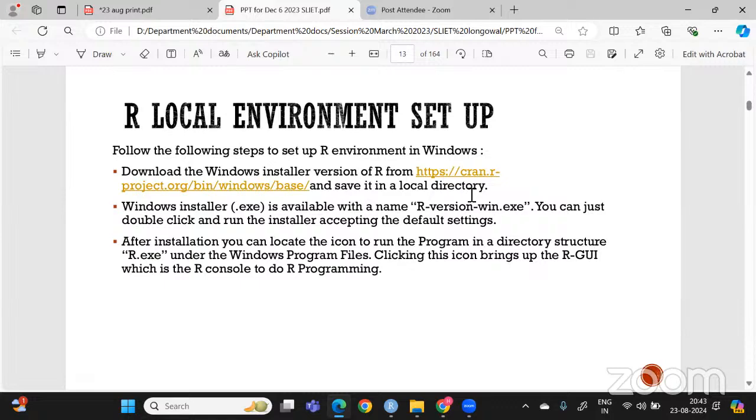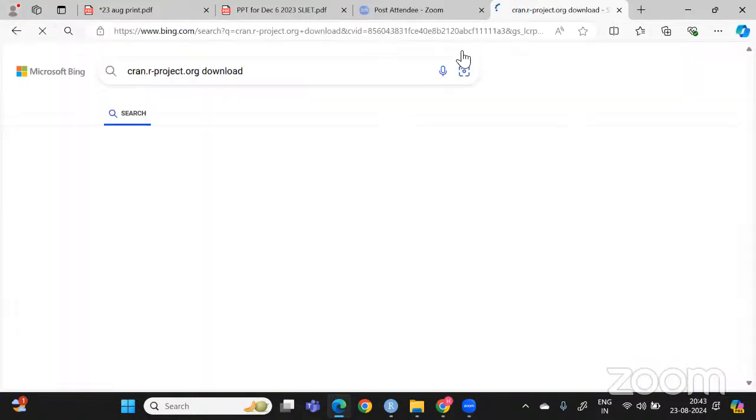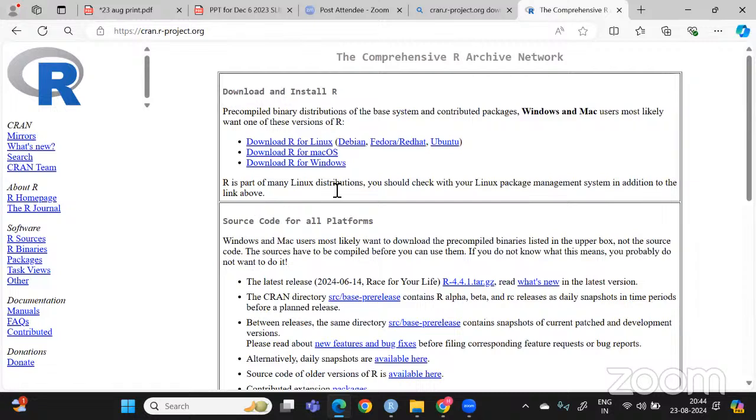cran.r-project.org. When you click on this link, you will get these options. I think all of you are with me. Based upon the operating system installed in your PC or laptop, you can install it. You just have to click on Download R for Windows if you're using Windows; if you're using Mac, you can download R for Mac, and if you're using Linux, you can download R for Linux.